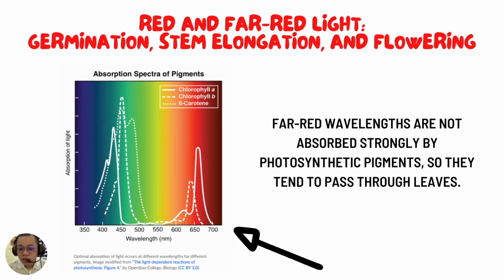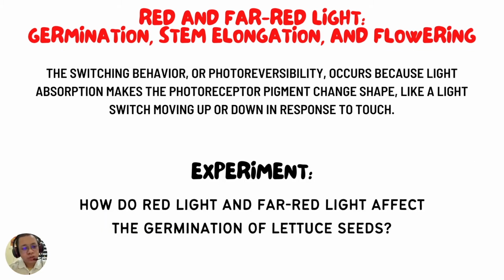The far red wavelengths are not absorbed strongly by photosynthetic pigments, so they tend to pass through leaves. As you can see, far red wavelengths are at 700 nanometers and beyond. Based on the graph, there is no absorption by pigments. Since the far red light is not absorbed, the light will just pass through the leaves. We have this switching behavior, or photoreversibility, that occurs because light absorption makes the photoreceptor pigment change shape, like a light switching.